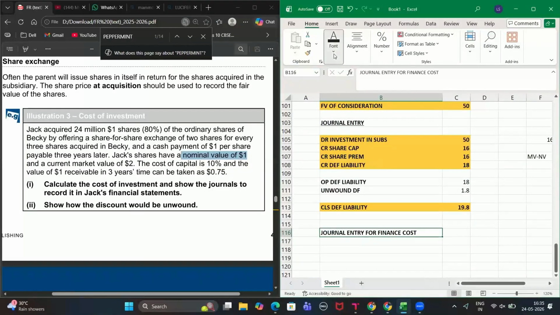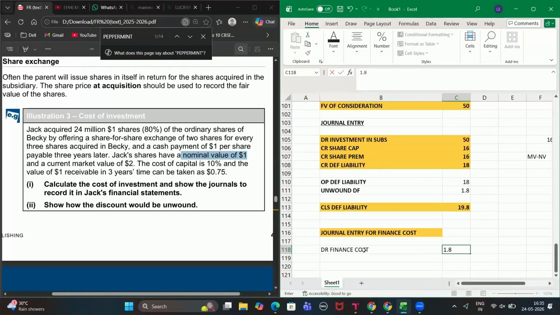What is happening as a result of incurring this finance cost? What is this finance cost for us? Debit finance cost, credit deferred liability. Exactly. It is an expense, right? Finance cost is an expense for us. So what will we do with an expense? Will we debit or credit expense? We will debit the expense, right? So debit what? Finance cost. How much is the finance cost? It is 1.8 million.